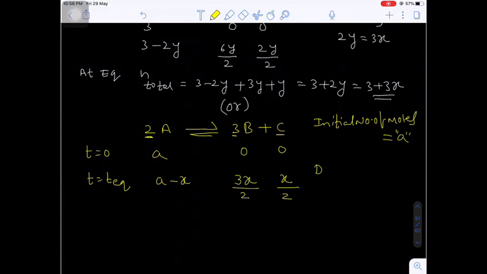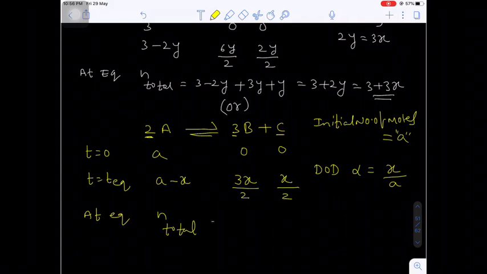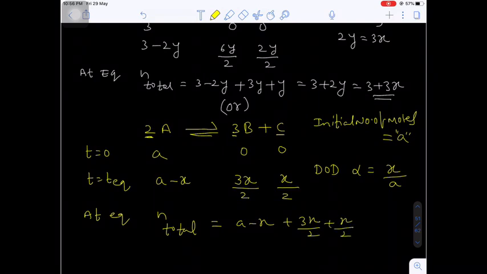Now what is the alpha here? DOD, degree of dissociation. Let's suppose the symbol I am taking is alpha. How many moles dissociated? x moles out of small a moles. Now at equilibrium, I have to calculate the total number of moles. The total number of moles will be a minus x plus 3x by 2 plus x by 2. 3x by 2 plus x by 2 is 4x by 2, that is 2x, so a plus x.